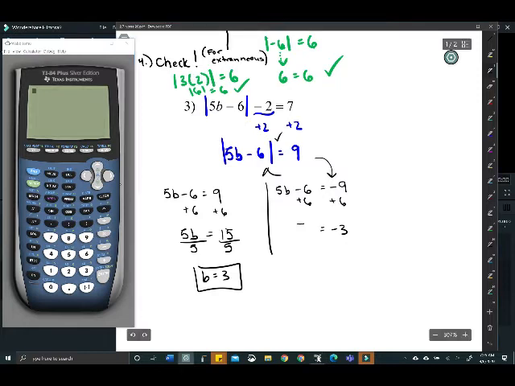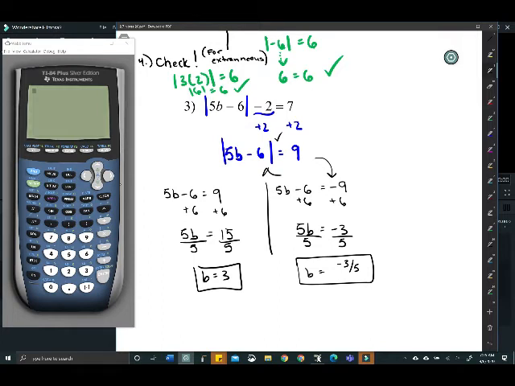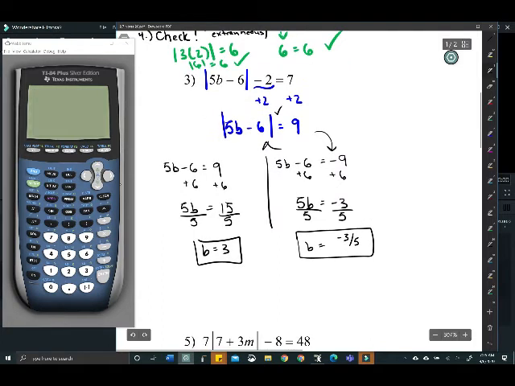Okay, 5b divided by 5 divided by 5. Oh no, we get a fraction. But that's okay. We'll just leave it as a fraction. But notice we have two different answers. One's not positive 3, one's not negative 3. We have a fraction, so don't always assume it's just plus or minus. Now, it might be a good idea to check, maybe even just this one, absolute value.